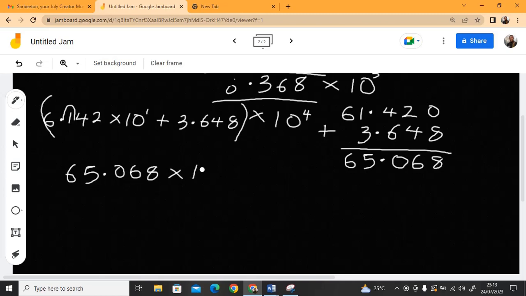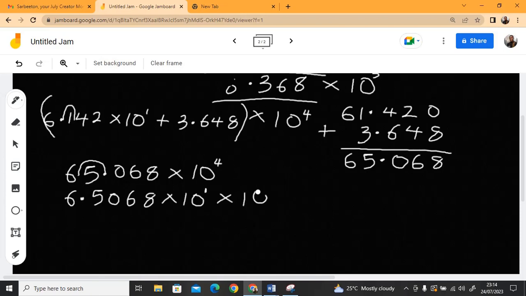Times 10 raised to the power of 4. Now when you look at this very well, it has not satisfied the rule of standard form, because only one digit must be before the decimal point. So I have to move this decimal point to the normal place it should be. It becomes 6.5068 times 10 raised to the power of 1 because you move once. With this one also times 10 raised to the power of 4.